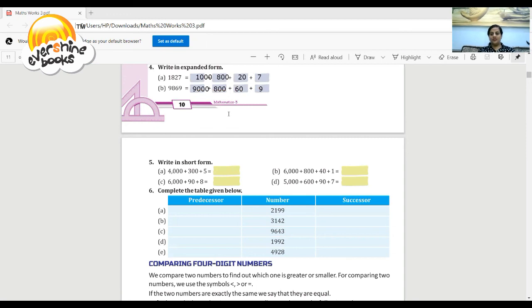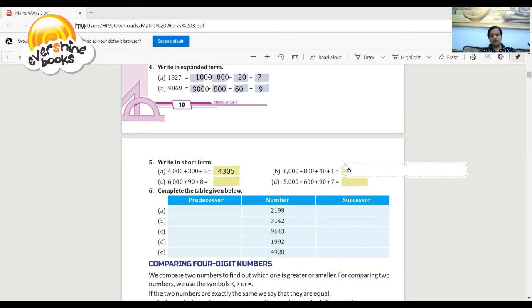Just we have put zeros and we are putting one number as it is. So write in the short form. In the short form we are going to write what is the place of 4, that is 4000 as it is. 3 as it is because it is at 300 place. But at the tens place there is nothing, so we put 0 and then 5. Answer will be 4305.